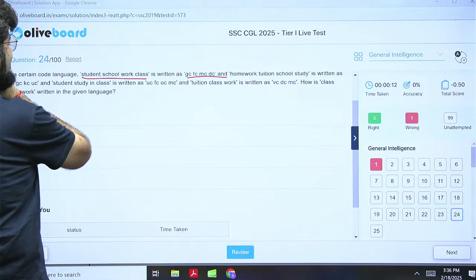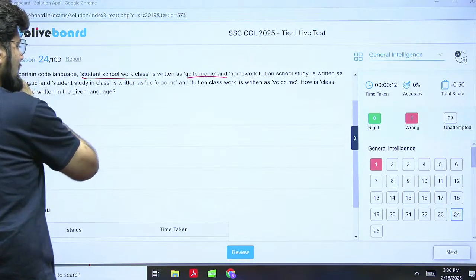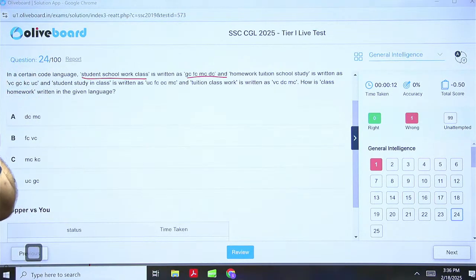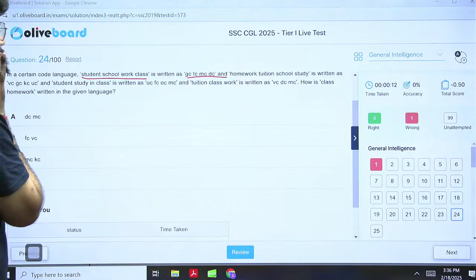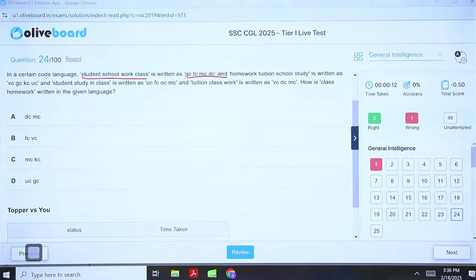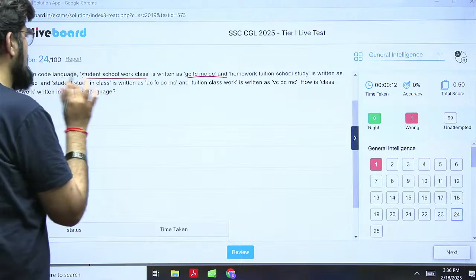Student study in class. Student class. We don't need student. Tuition class work. Class work. We need class homework. Class work. Okay, so there's only one option. You'll have to check the others and eliminate.